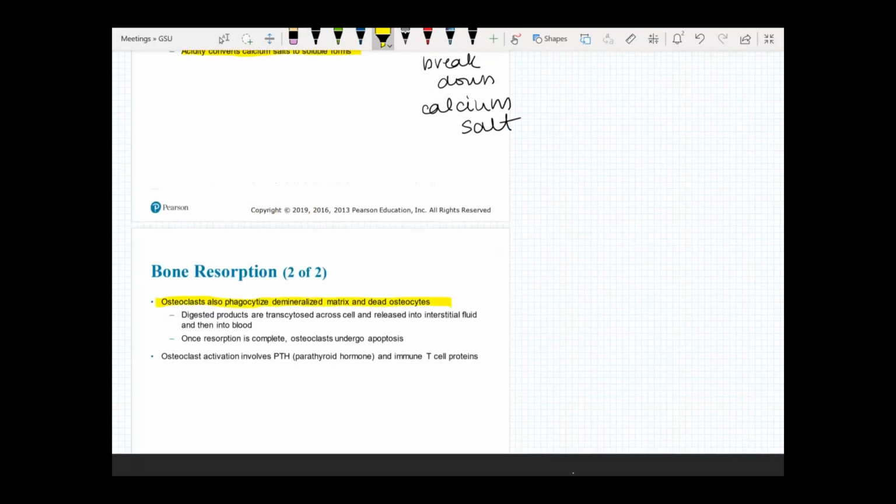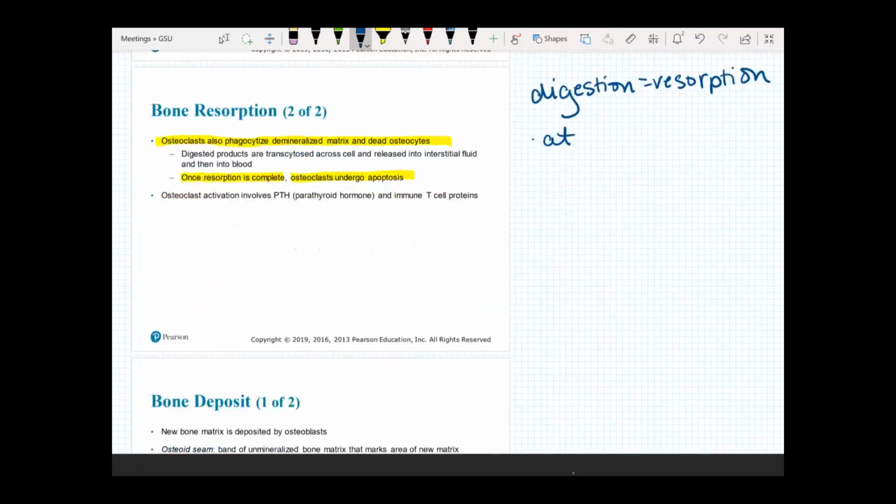Once it happens, this digestion is what is called resorption. So the digestion is essentially going to be this resorption concept right now. If it's helpful to think about that, go for it. But once this digestion of everything is complete, your osteoclasts are destroyed. At the whole end of the process, your osteoclasts will undergo apoptosis, which means that they will destroy themselves. And as they undergo apoptosis, they will then trigger the next part of the process.